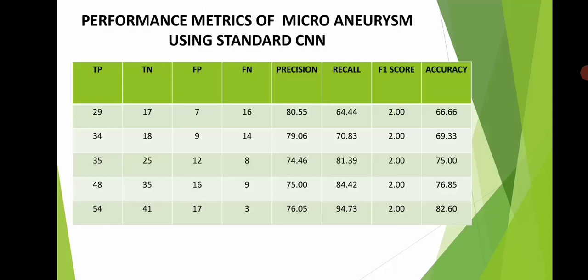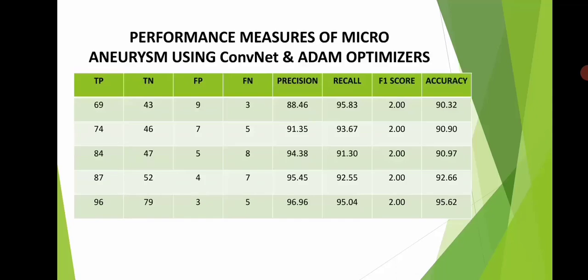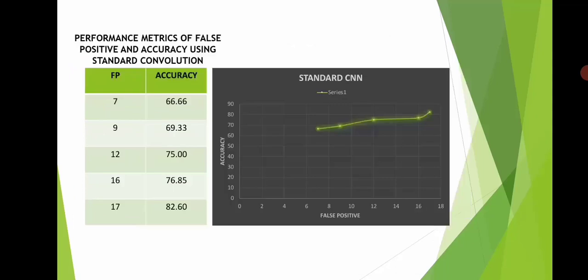This table represents the performance metrics of microaneurysms using a standard convolutional neural network algorithm. The final accuracy we gained is 82.60% with an increased number of false positives. This table represents the performance metrics of microaneurysms using ConvNet and ADAM optimizer. The final accuracy we gained is 95.62% with a reduced false positive rate.